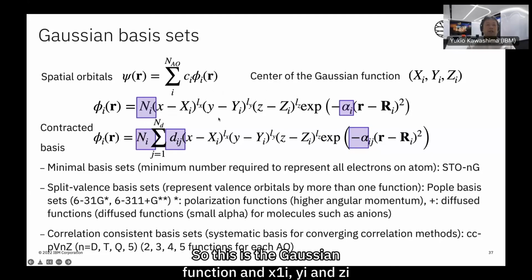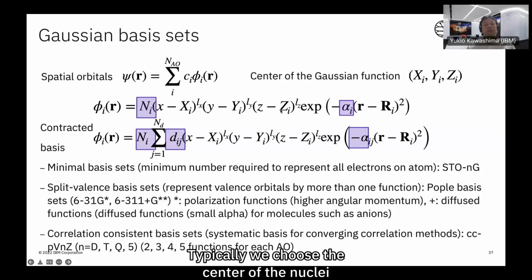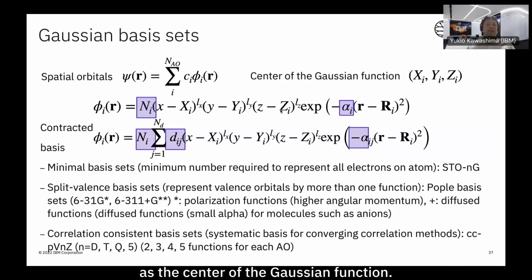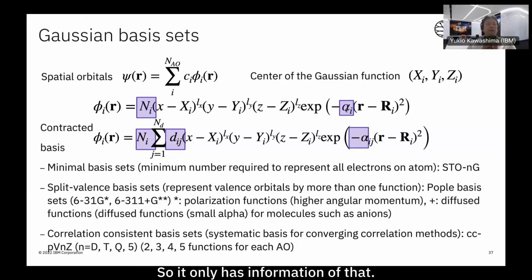So this is the Gaussian function, and xi, yi, and zi are the center of the Gaussian function. Typically, we choose the center of the nuclei as the center of the Gaussian function. And in Gaussian basis sets, the predefined parameters are this and this. They're determined based on the atomic properties, so it only has information of that. It doesn't have any other empirical information in it.